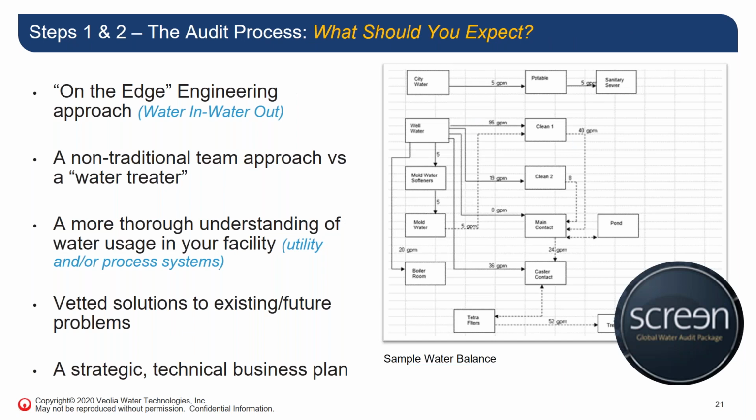So what should you expect when you go through an audit? Well, first and foremost, you have to have an on-the-edge engineering approach. And by that, I mean, you're not looking at how your production process looks from the production side. You're looking at it from the utility side. The same thing is said in the utilities. You're looking at it a little differently than a traditional daily water treatment person might look from a service perspective.